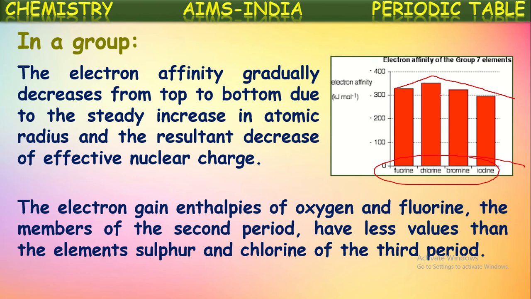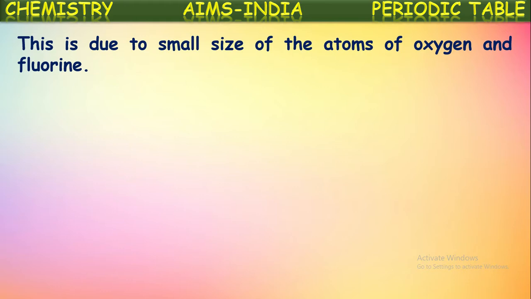This is because of the small size of fluorine. In the same way, among the sixth group elements oxygen, sulfur, selenium, tellurium and polonium, instead of gradually decreasing from oxygen to polonium, first from oxygen to sulfur it increases. Sulfur has greater electron affinity than oxygen. After sulfur it again gradually decreases down the group. This is due to the small size of atoms of the second period.